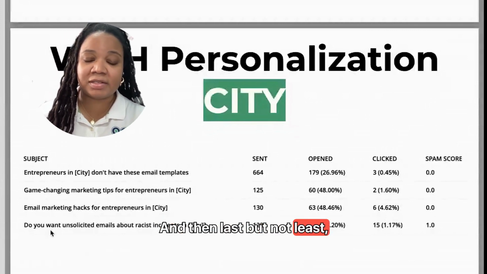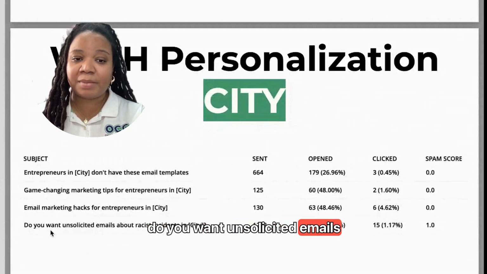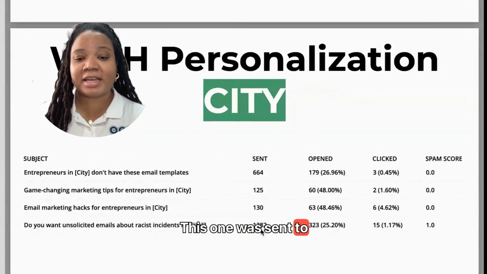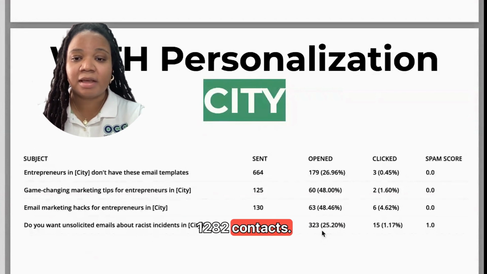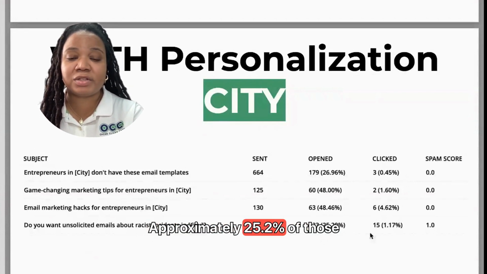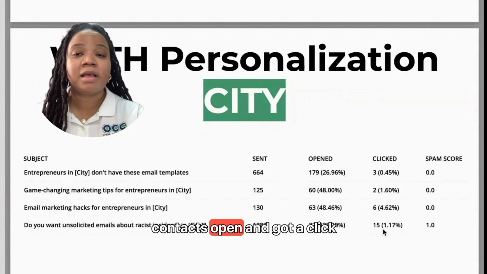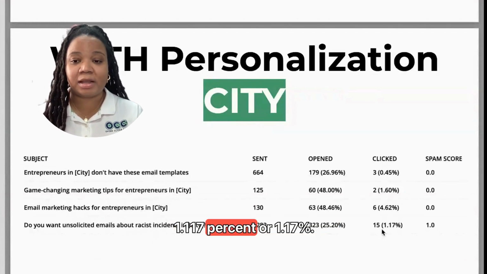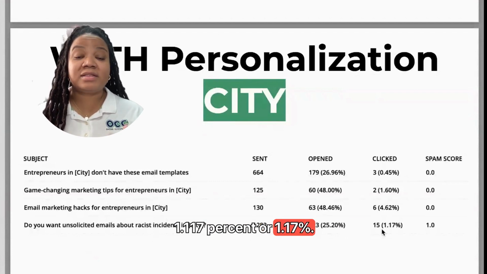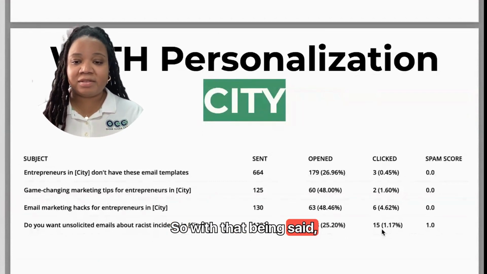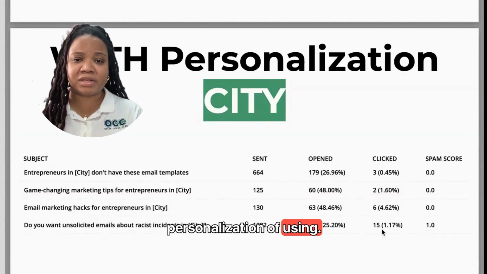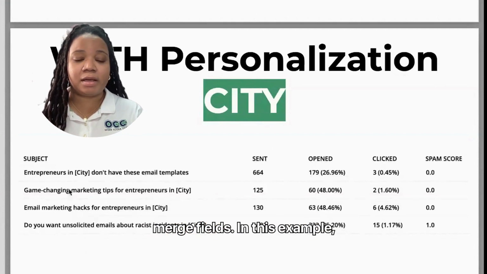And then last but not least, do you want unsolicited emails about racist incidents in city? This one was sent to 1,282 contacts. Approximately 25.2% of those contacts opened and got a click-through rate of approximately 1.17%. So with that being said, I want to discuss a couple of things with the differences between this personalization of using merge fields and then not using merge fields.